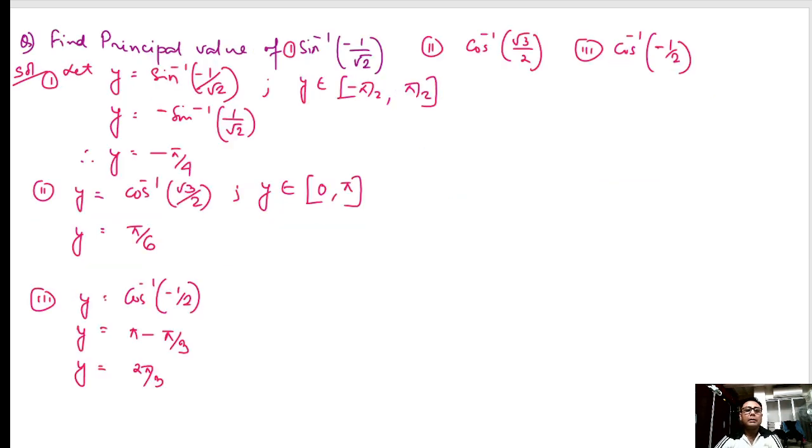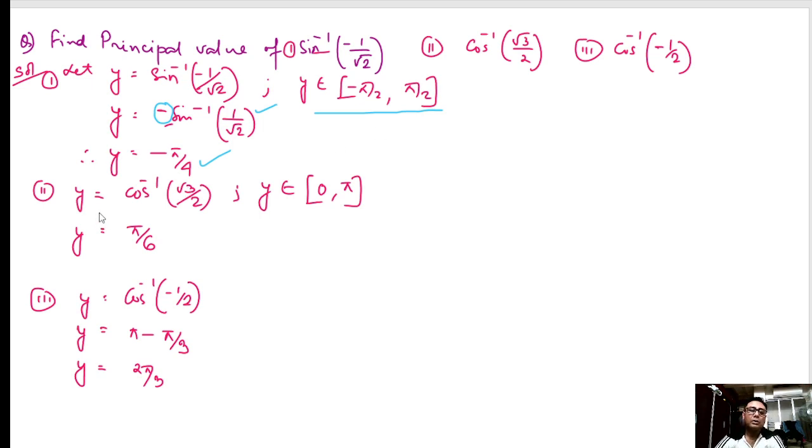Next, find the principal value of sine inverse minus 1 by root 2. So this is our first sum, y equal to sine inverse minus 1 by root 2. See how we are writing it: y equal to minus of sine inverse 1 by root 2. Sine inverse 1 by root 2 is π/4, so it's minus π/4, and it is very much coming between minus π/2 to π/2.